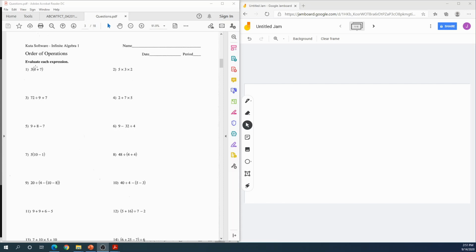3 times, in parentheses, 6 plus 7. So going back to order of operations, start with parentheses. We'll do 6 plus 7 first, which is 13. So done with parentheses, our next order is the multiplication. So 3 times 13 is equal to 39.